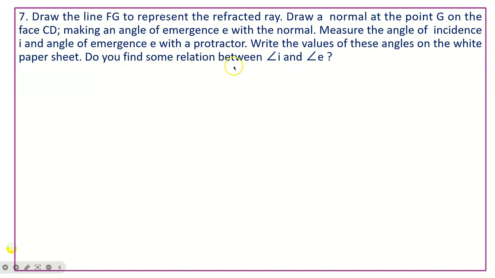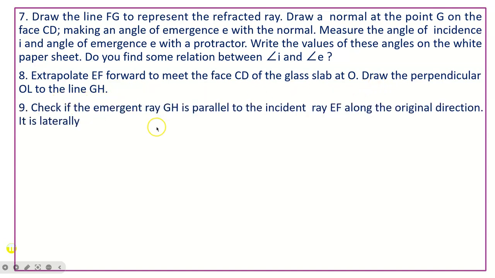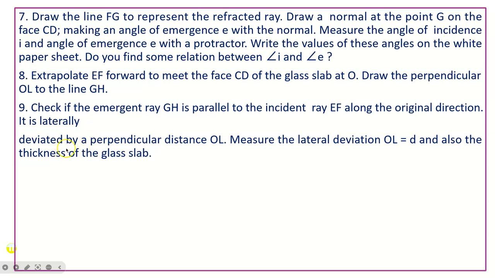Do you find some relation between i and e? Extrapolate EF forward to meet the face CD of the glass slab at O. Draw the perpendicular OL to the line GH. Check if the emergent ray GH is parallel to the incident ray EF along the original direction. It is laterally deviated by a perpendicular distance OL. Measure the lateral deviation OL equals D and also the thickness of the glass slab.